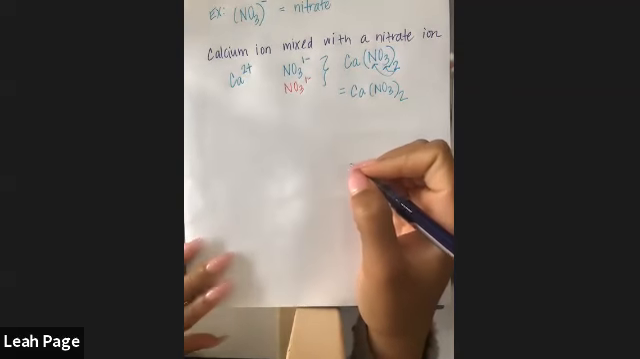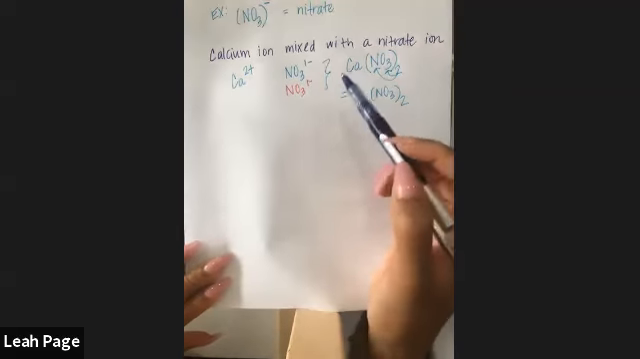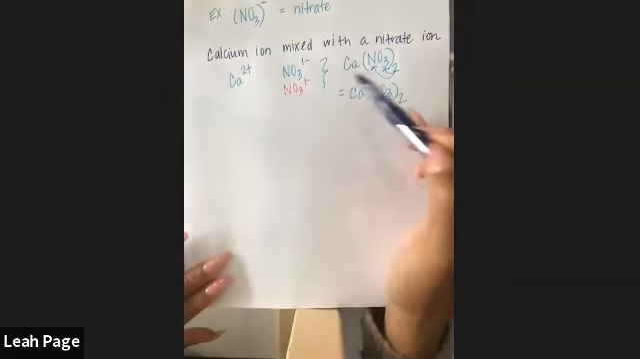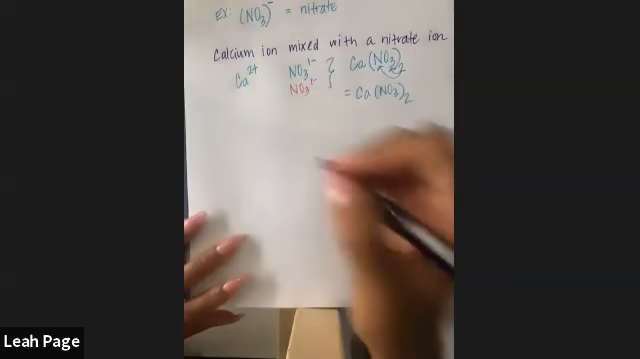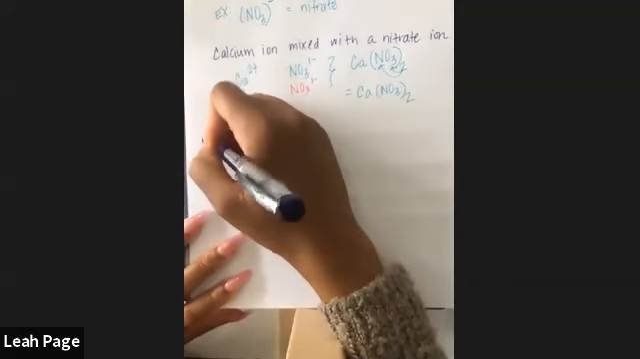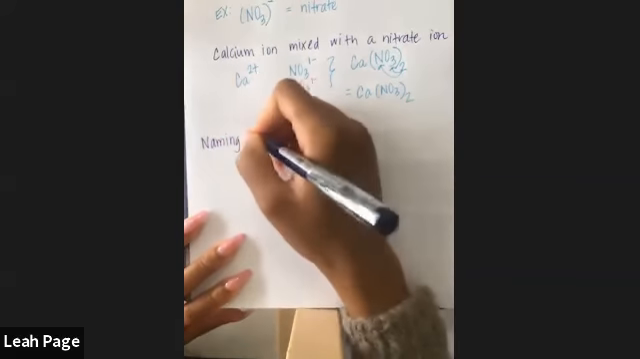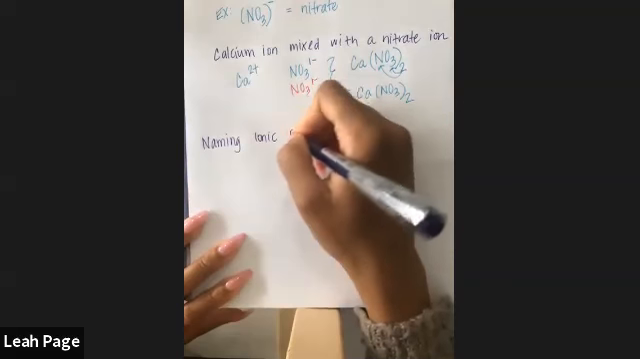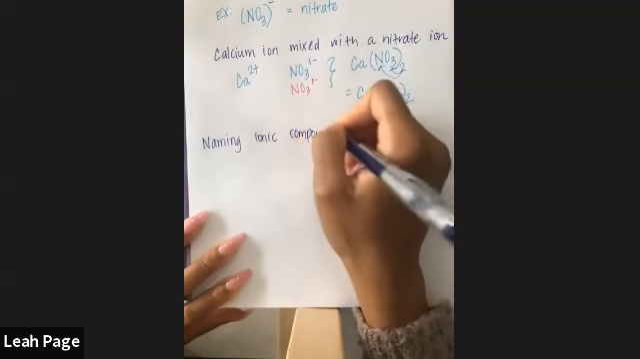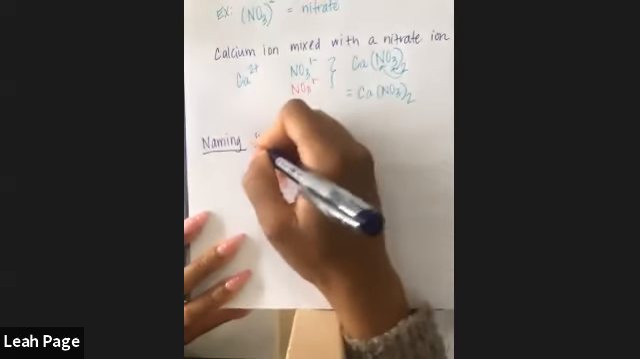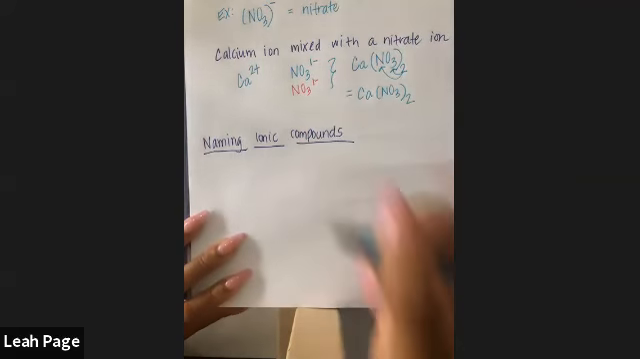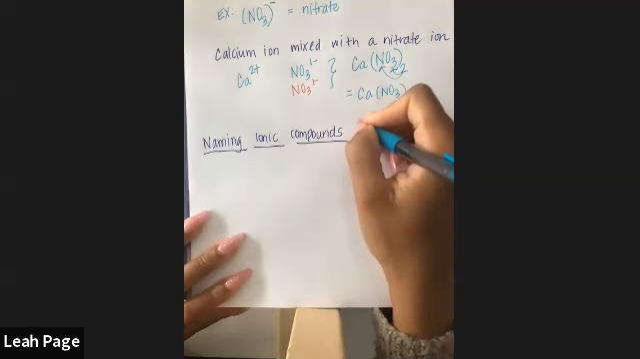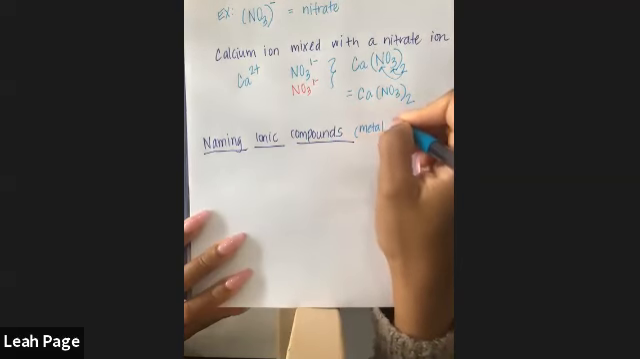Sorry. All right, so what I'm saying is now, this is how you write formulas for all ionic compounds. And now we're gonna talk about how you name these compounds. So naming ionic compounds. And remember, we know it's an ionic compound because most of the time it's gonna have a metal and a non-metal.